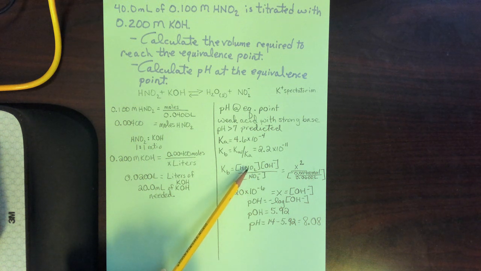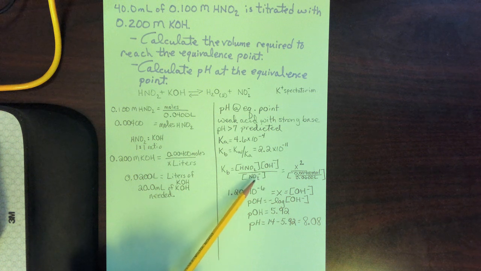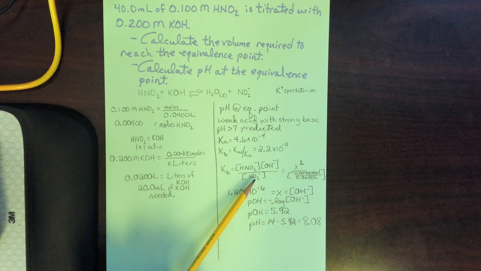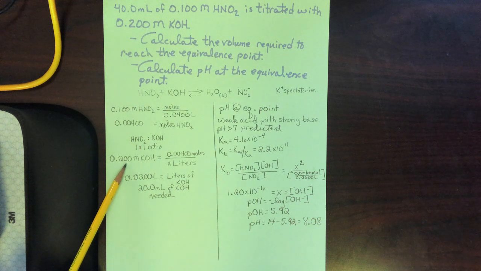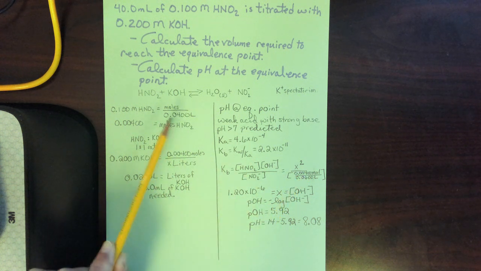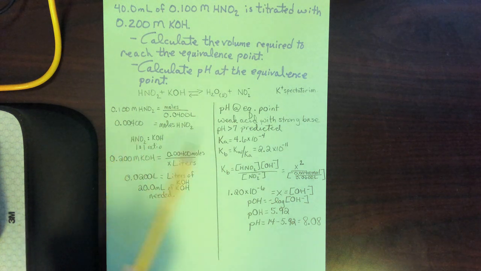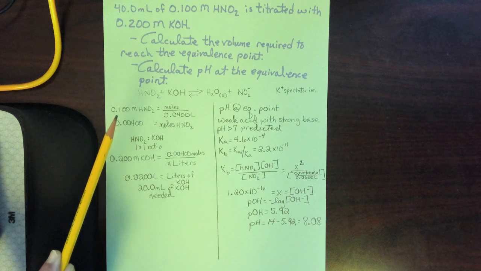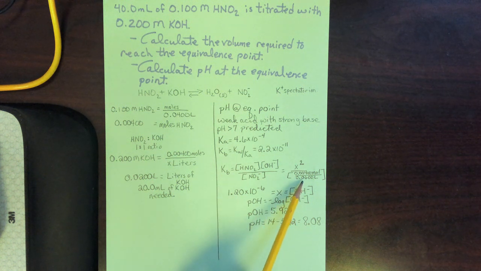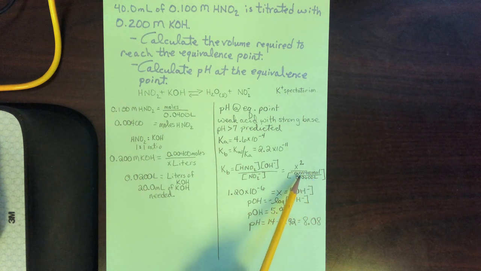I can just define x and x over the molarity of the NO2 negative, which is the conjugate base of nitrous acid. Now, the molarity of this is not the 0.1 or the 0.2 of these original solutions. We have the moles, 0.004, from here, but the volume is not the 40 milliliters or the 20 milliliters. It is the total volume. Those two have been mixed together in the same container, so it is 60 milliliters, which is 0.0600 liters. And so that is my molarity at the equivalence point.